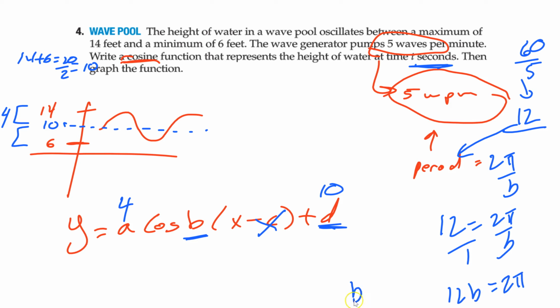Divide by 12. B equals pi over 6. And that is my equation. I know that's all I'll take in right now. We'll go over it again and we're going to do another one.